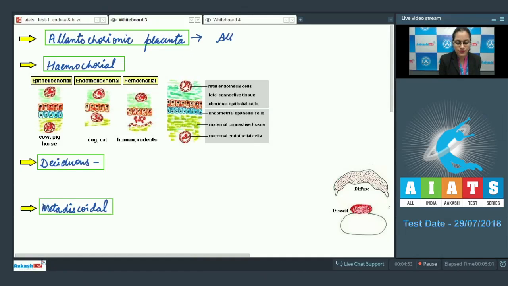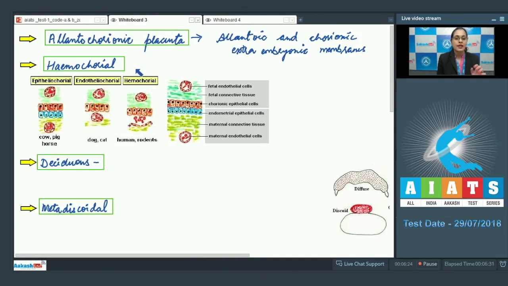That means placenta is formed by extraembryonic membranes called allantoic membrane and chorionic membrane. These two extraembryonic membranes form the human placenta. In humans, hemochorial placenta is present, which consists of only 3 barriers on the fetal side, and the fetus is directly dipped in the mother's blood. And these 3 barriers consist of fetal endothelium, fetal connective tissue, and chorionic epithelial cells. Human placenta is of deciduous type.